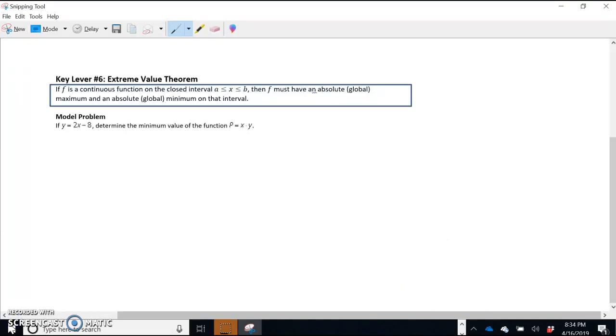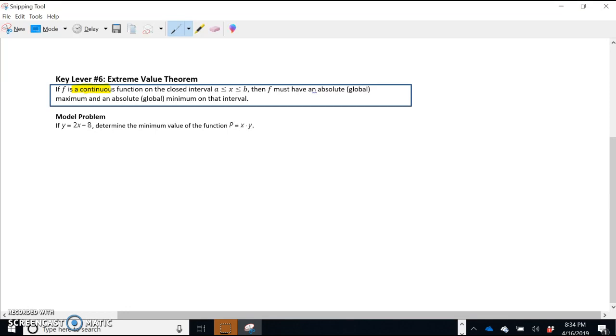All right, last key lever here is the extreme value theorem. If f is a continuous function on the closed interval a to b, then that function must have an absolute max and an absolute min on the interval. And here's how we can find those absolute minimum and maximum values.